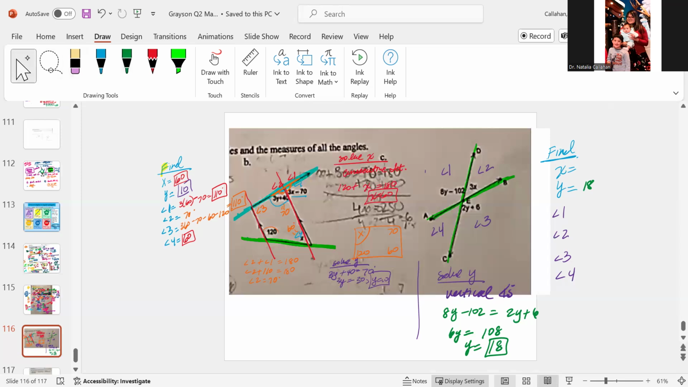I don't know about you, but that looks like a 1 right there. Angle 1, angle 2, angle 3, angle 4. I thought that was a 4. Well, it's not. So let's go. Which angle do you want to find? Did you label yours? Angle 1. Okay, angle 1 is going to be 8 times 18 minus 102. What is that going to give you?